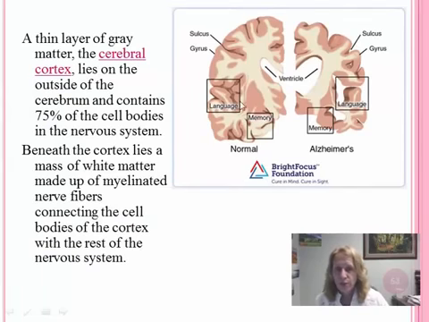On the outer surface of the cerebrum is a very thin layer of gray matter called the cerebral cortex. It's about 4 to 6 millimeters thick, and it consists of the gray bodies, or the cell bodies. It's gray matter, which represents cell bodies. Beneath the cortex will be the white matter, which consists of myelinated axons.